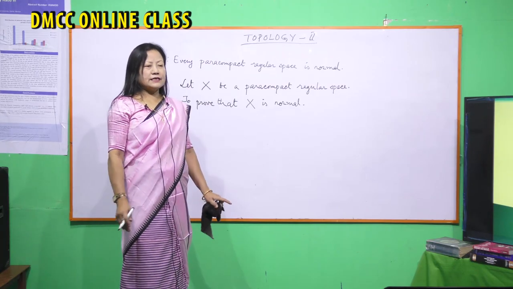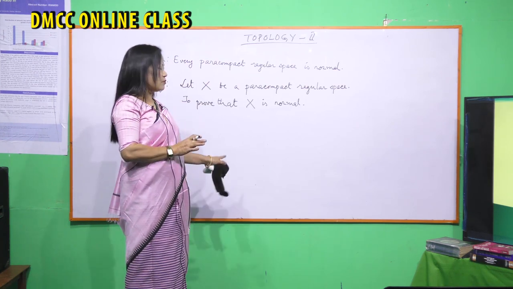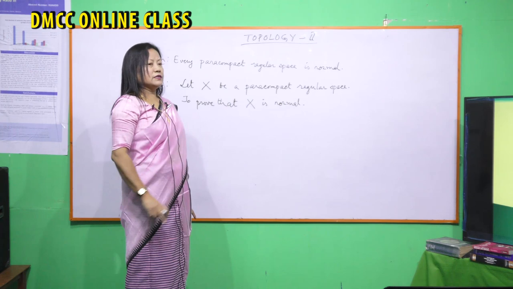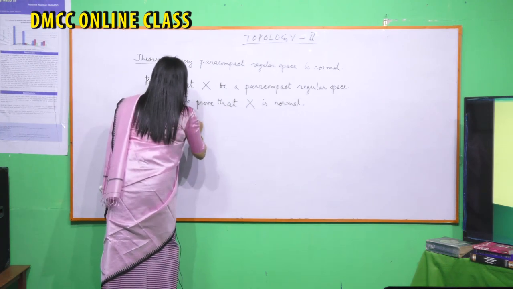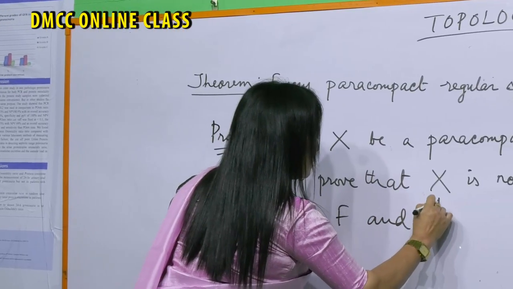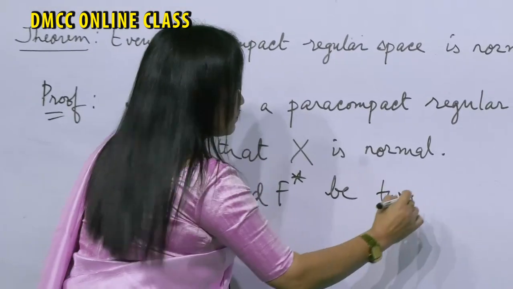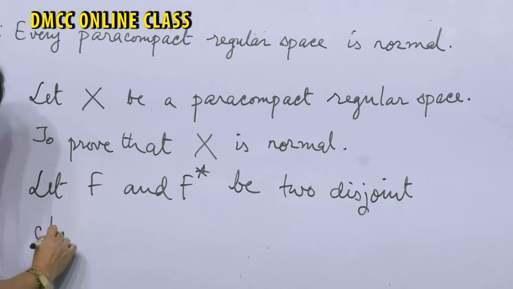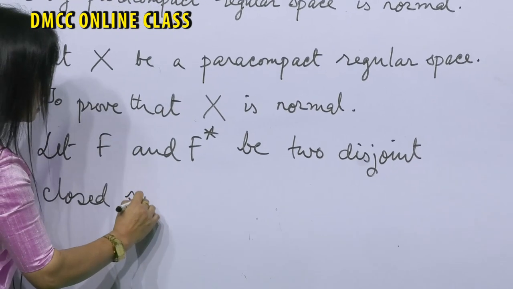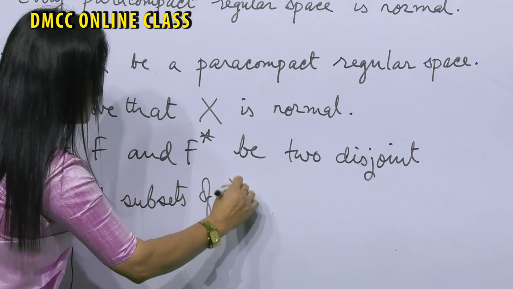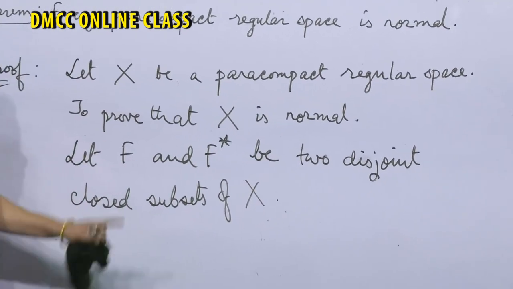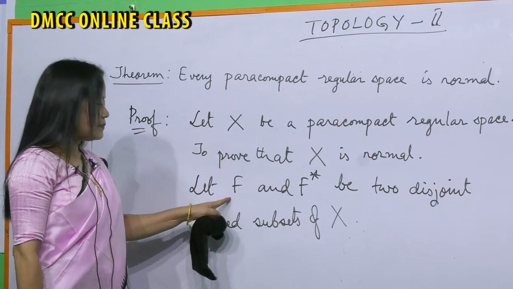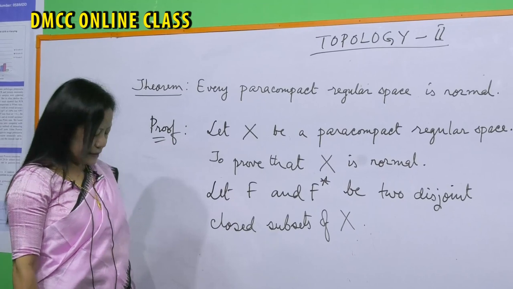In order to prove that the space X is normal, we will first take two disjoint closed subsets of X and we will try to find two disjoint open subsets of X containing the two sets each. So let F and F star be two disjoint closed subsets of X. In order to prove that X is normal, we are now going to find two open disjoint subsets U and V of X such that F is a subset of U and F star is a subset of V. Let's see how we do it.